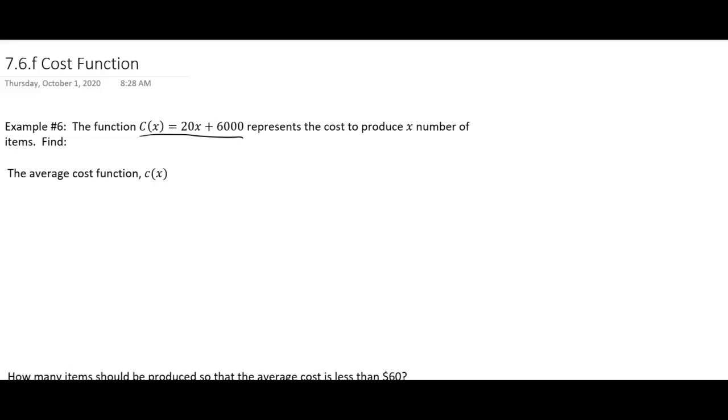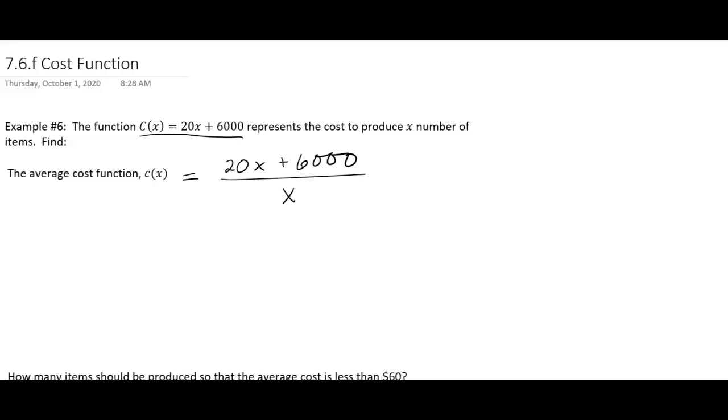Now, in part A, they want us to find the average cost of producing a bike, or of so many bikes. So what we do is we take the 20x plus 6,000. That's how much it costs to produce, say, 1,000 bikes. And if you want to find the average cost, then you have to divide it by the number of bikes that you produced, 1,000. So that would be the average cost function right there.